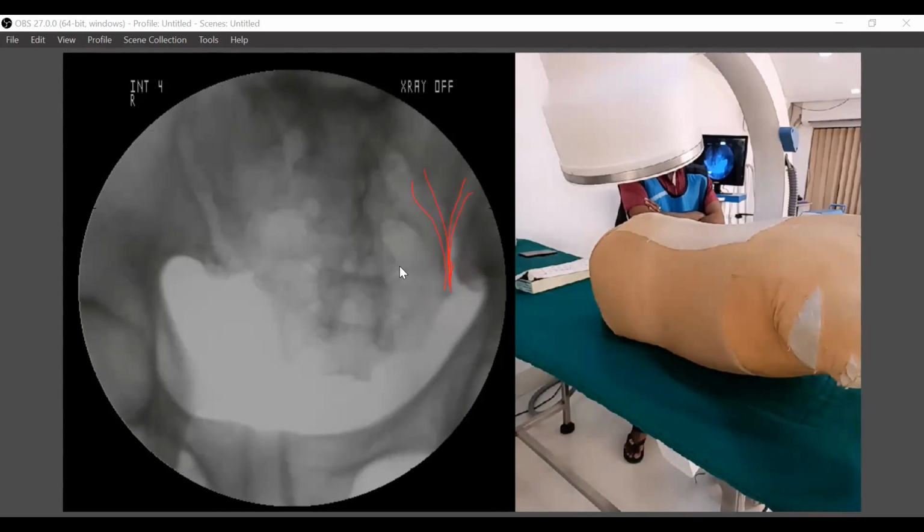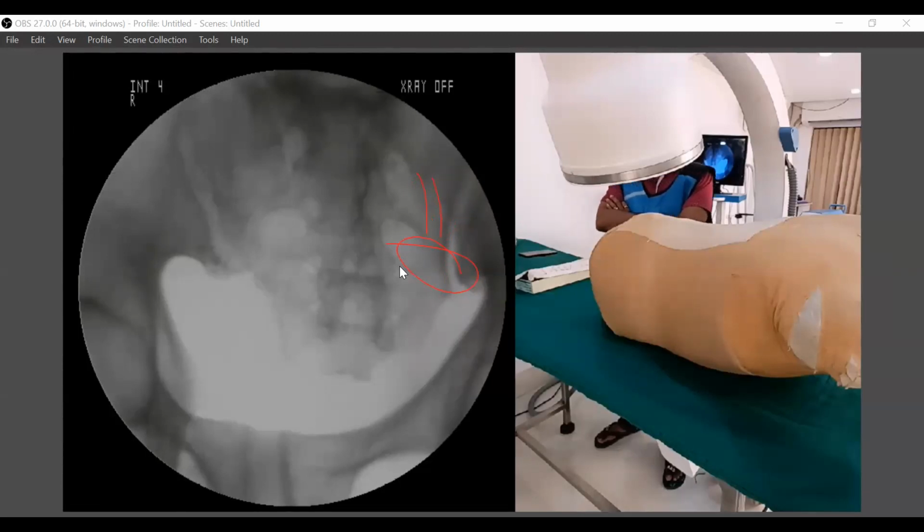Just remember one thing: we want to target the medial line, the medial portion, and the lower one-third. That is one point, and the second point is to make both the lines overlap. You have to do a contralateral oblique. If your target is the right SI joint, your obliquity will be towards the left.